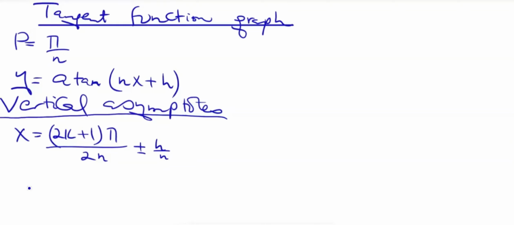And the x-intercept we get when y equals 0, so we basically solve using the trigonometric equations. All right, let's have a look at an example, where k is an element of an integer. Let's have a look at an example based on this.